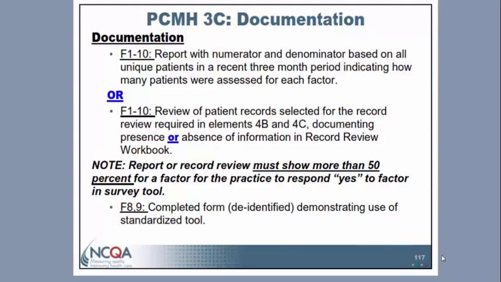And so what NCQA has done is they've given an alternate way to prove this information. If you look at the information right after the blue "or," it says, review of patient records selected for the record review required in elements 4B and 4C, documenting presence or absence of information in record review workbook. We have not talked about the record review workbook yet, and we're actually not going to talk about the record review workbook until next month.